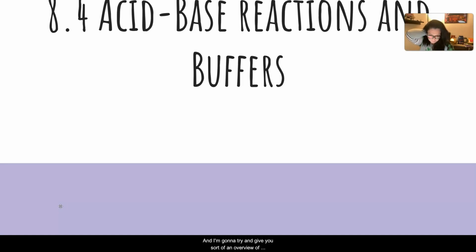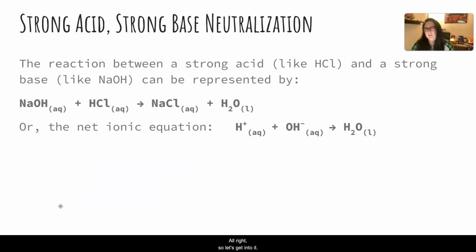And I'm going to try and give you sort of an overview of how to approach different problems, because that's one of the big issues with acid-base chemistry: students get really frustrated because there's so many different ways to solve them, and you can't use all the methods. It depends on the scenario, and so the scenarios are really important. And so I'm going to try and break that down for you in sort of like a little data table that we can start to try and compartmentalize and figure out how to solve each problem. All right, so let's get into it.